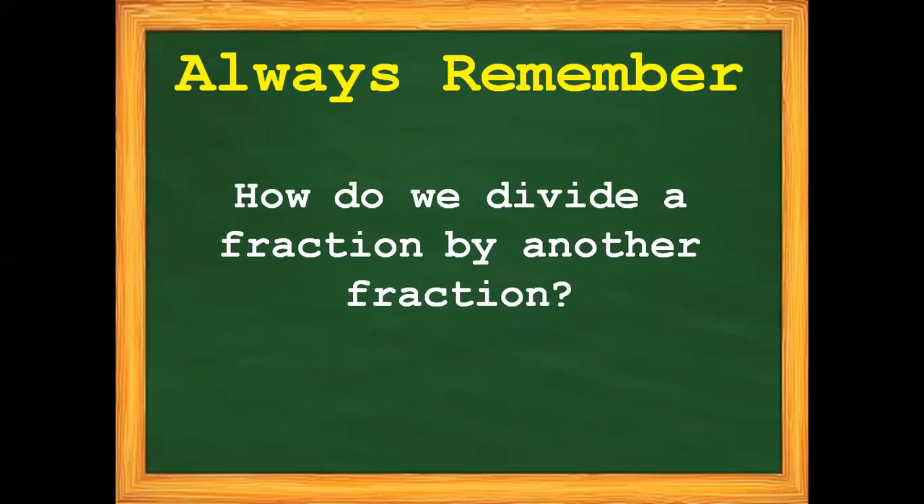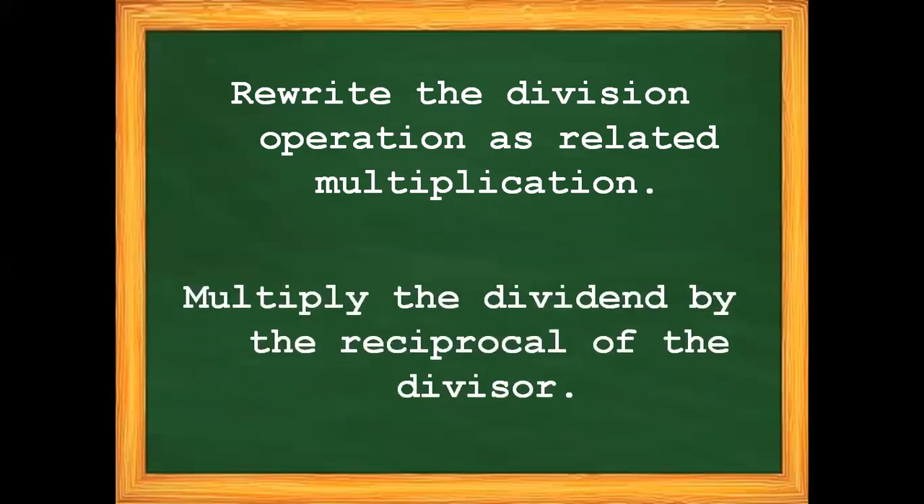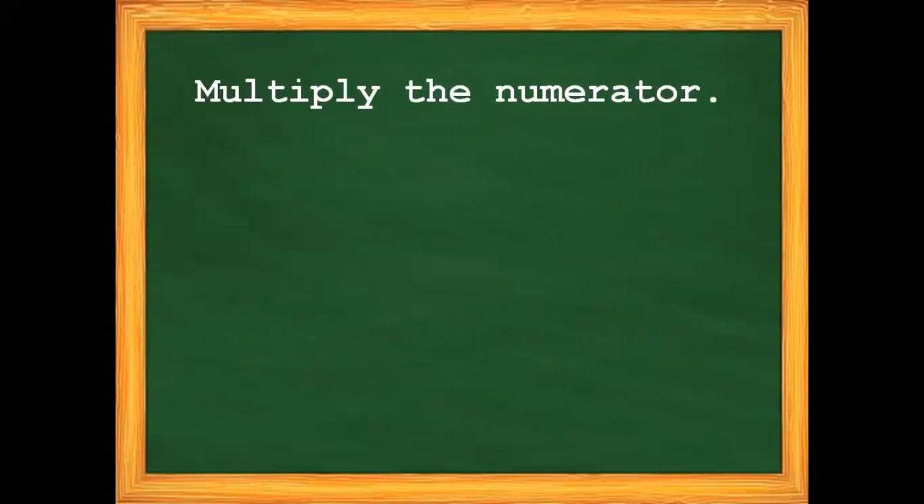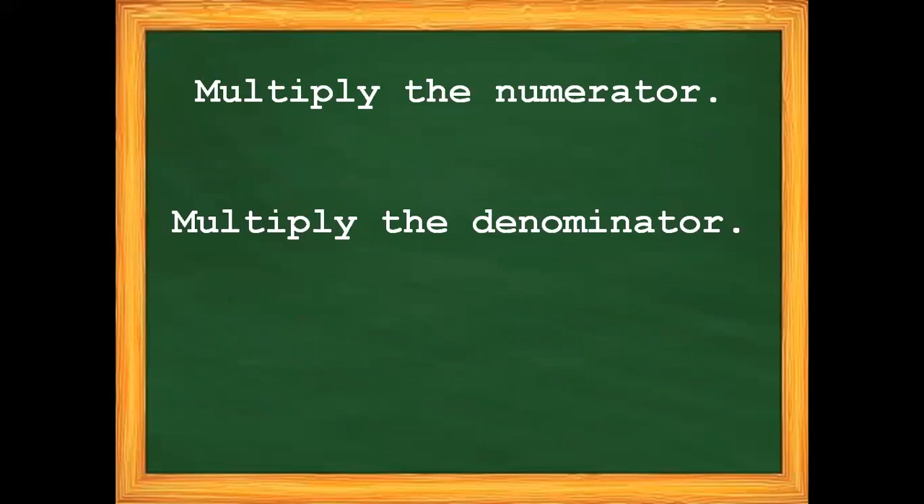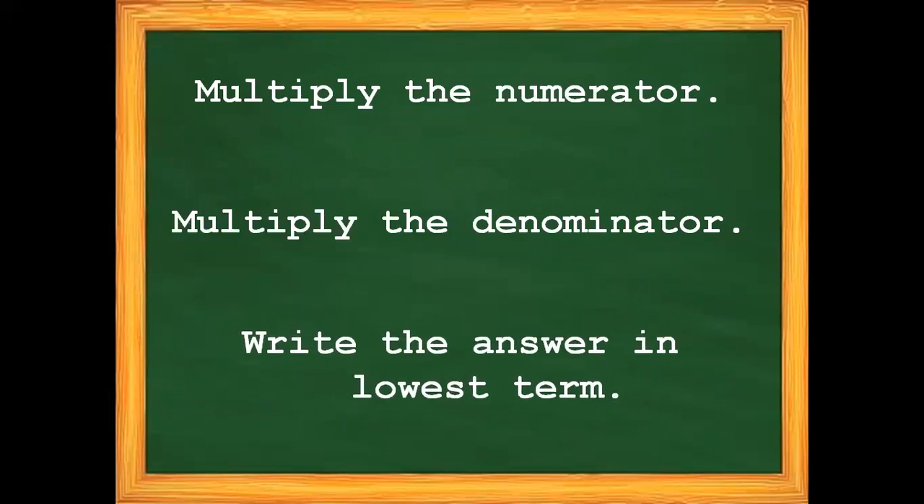Always remember, how do we divide a fraction by another fraction? Step 1, write the division operation as related to multiplication. Step 2, multiply the dividend by the reciprocal of the divisor. Step 3, multiply the numerators. Step 4, multiply the denominators. And step 5, write the answer in lowest terms.